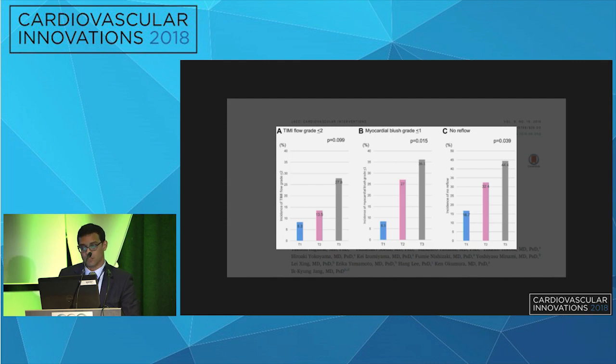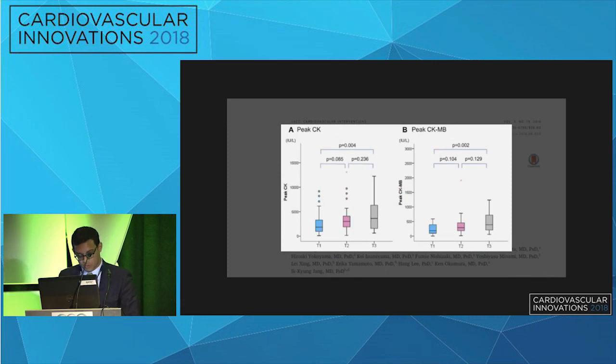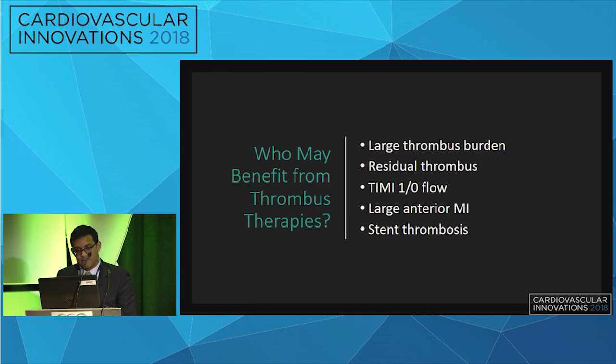They found that patients with a large residual thrombus had worse angiographic outcomes, and they also found that those patients with a large thrombus burden after aspiration also had higher peak cardiac enzymes. So with the Class 2B recommendation, the question remains as to who really will benefit from these therapies that are directed towards thrombus. Specifically, the patients that likely will benefit the most are those with a large thrombus burden, patients with significant residual thrombus, patients with poor flow down the vessel, a large anterior MI, or those patients presenting with a stent thrombosis.